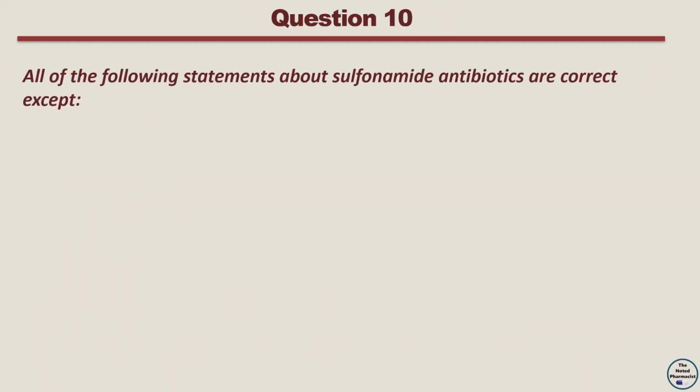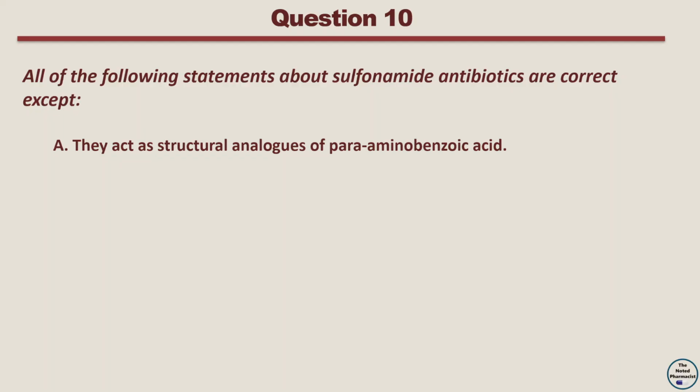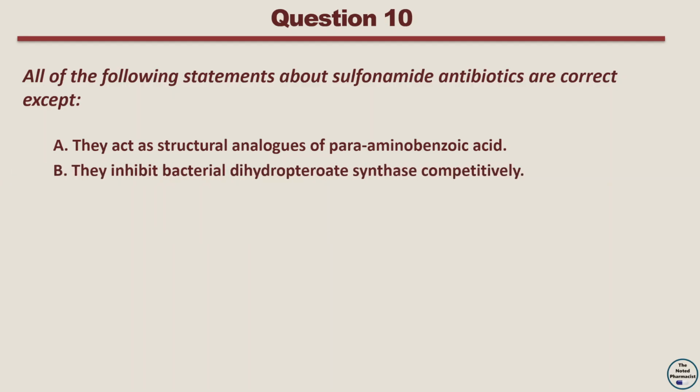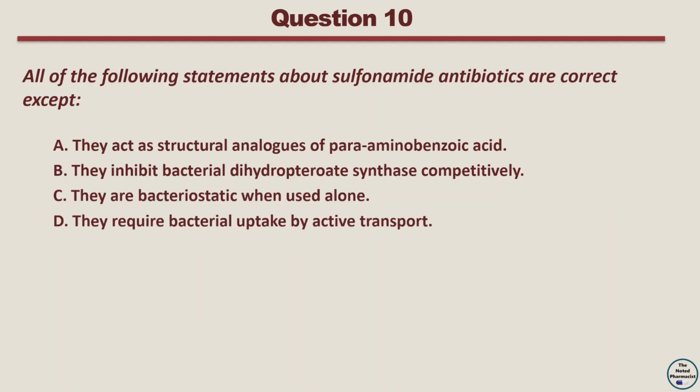Question 10. All of the following statements about sulfonamide antibiotics are correct except: Option A. They act as structural analogues of para-aminobenzoic acid. Option B. They inhibit bacterial dihydropteroate synthase competitively. Option C. They are bacteriostatic when used alone. Option D. They require bacterial uptake by active transport. Option E. They interfere with folate synthesis in bacteria.